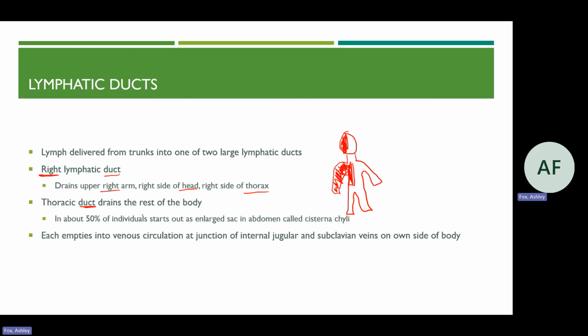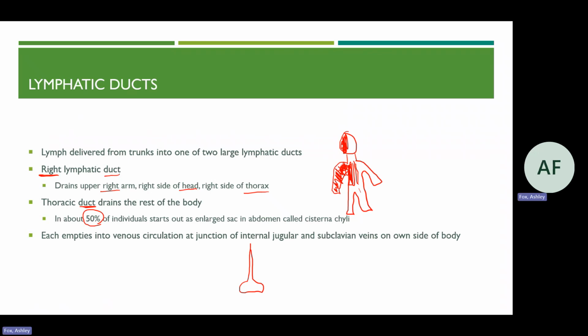The thoracic duct is going to be everything else, the left side of the body. So the thoracic duct is significant. It's going to come up kind of through the chest as well, and it's going to drain again every other part: both legs, left arm, neck, left side of the head. And in about 50% of people, the thoracic duct starts out as kind of an enlarged sac. It's kind of an enlarged bubble that's called the cisterna chyli. So not everyone has that bubble, but some of them do.